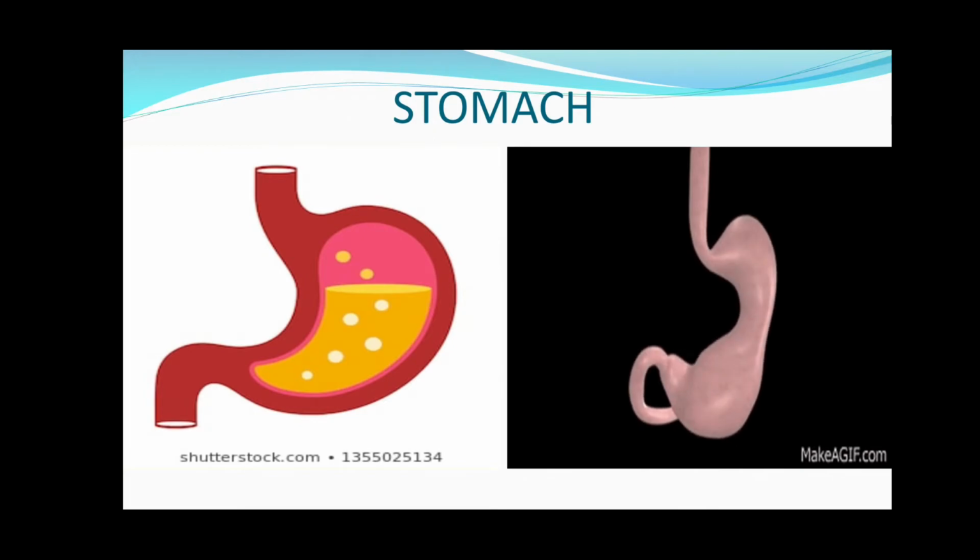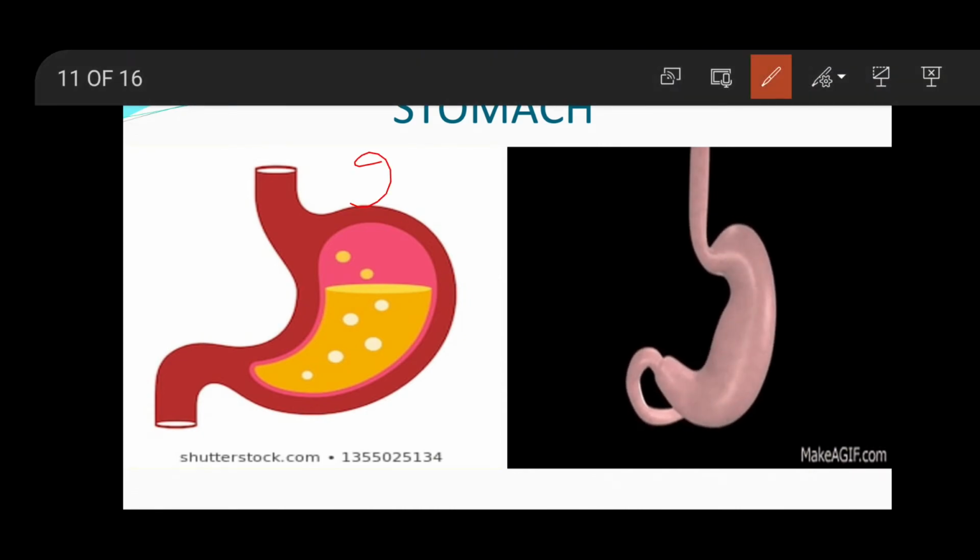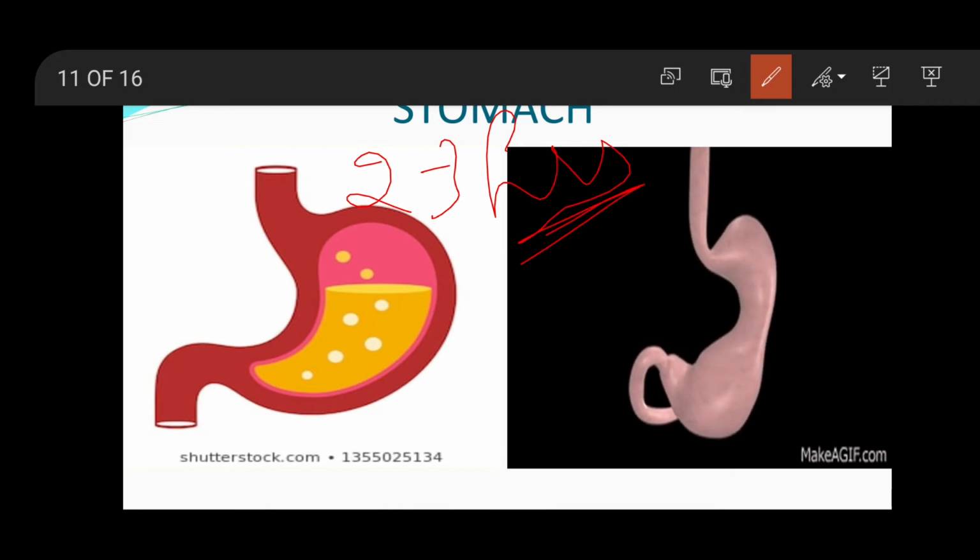Next is the stomach. Dear students, as you all know, the stomach is a bag-like structure. Here the food is churned and changed into a paste-like substance. You can see the churning process also here in the picture. In the stomach, the food gets mixed with the gastric juice secreted by the gastric glands of the stomach, and these gastric juices help in the digestion of the food. The food generally stays here in the stomach for about 2 to 3 hours, and the partial digestion of food takes place in the stomach.